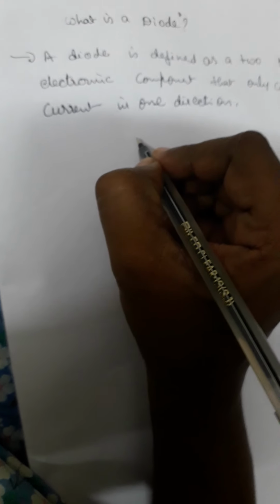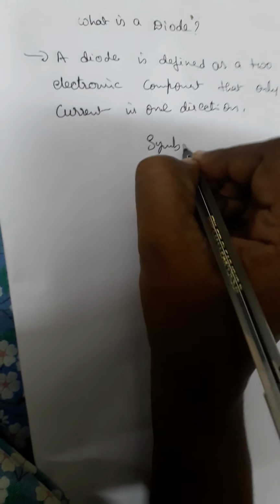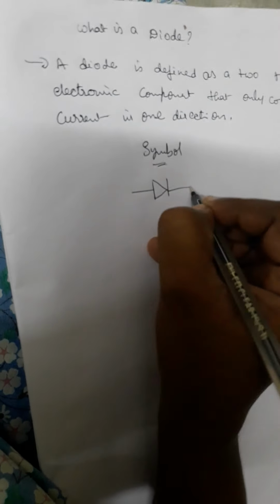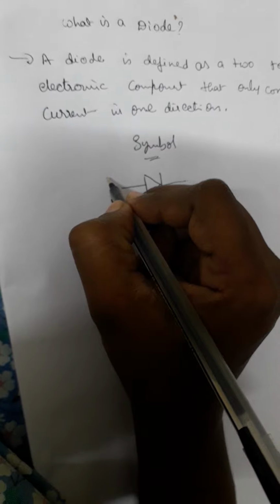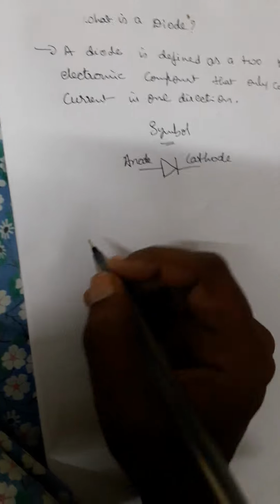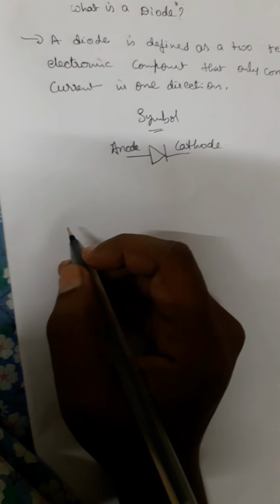Then next, what is the symbol of the diode? This is the symbol of the diode. This is the anode and this is the cathode. Anode and cathode.